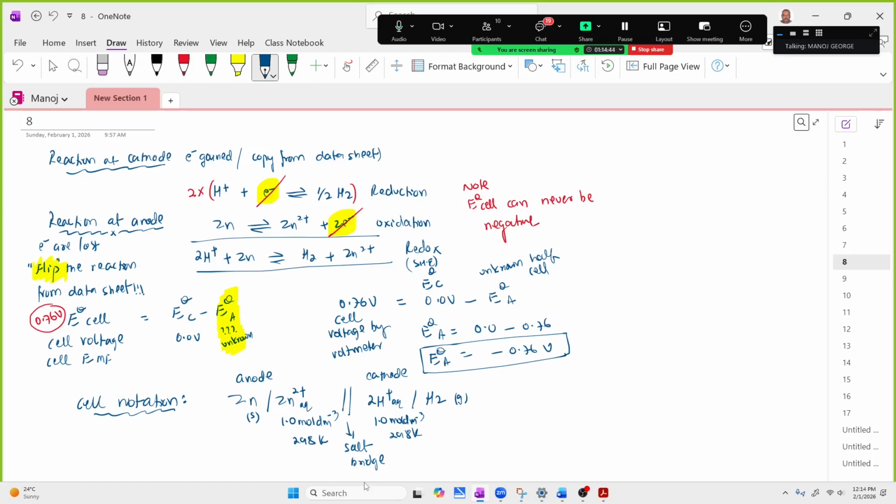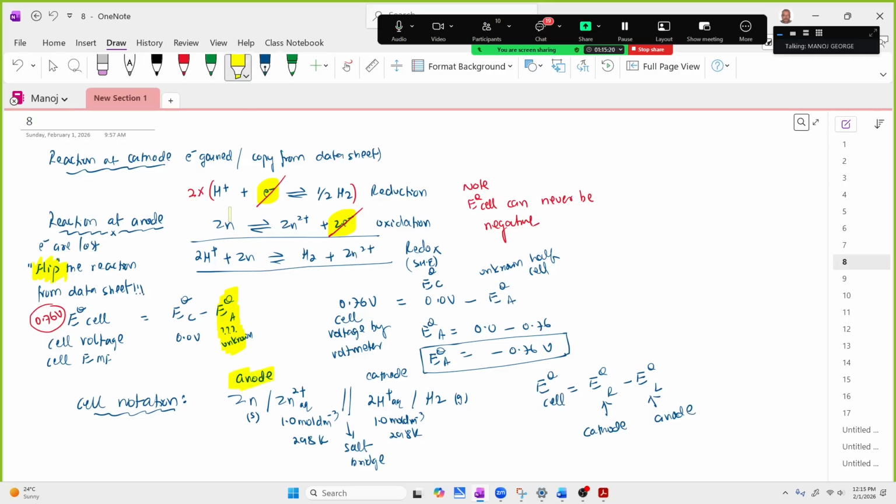So now you know how to do cell notation, you know how to do redox reaction, you know how to draw, how to label, how to find cell voltage, everything, correct? Okay, that is why sometimes you may even find this in your books: E dot cell equals E dot right minus E dot left. So who is on your right? If you look at the cell notation, on your right is your cathode and on your left is your anode.